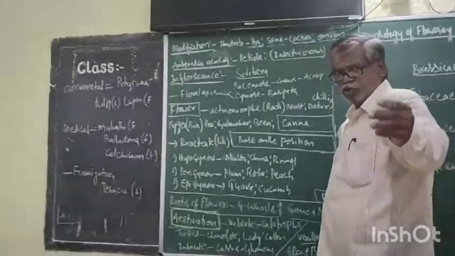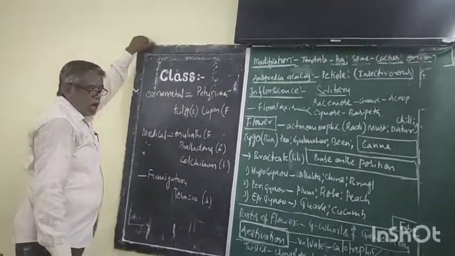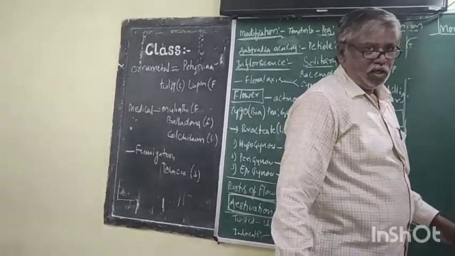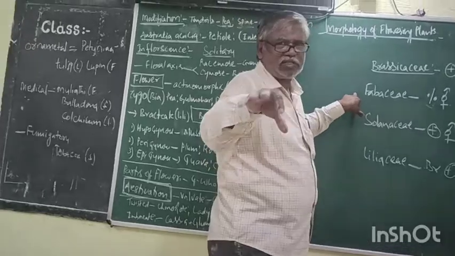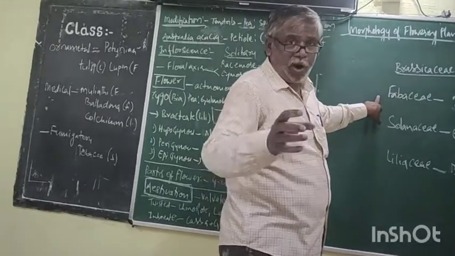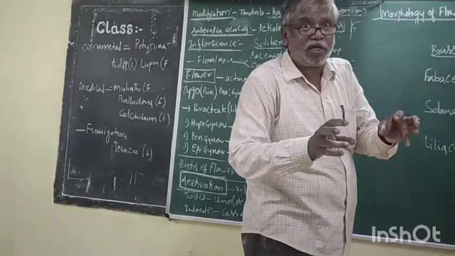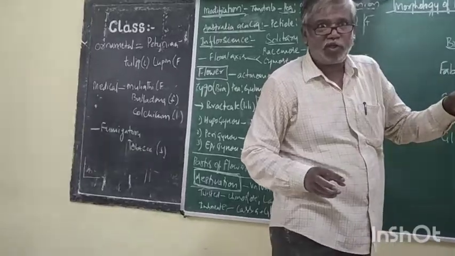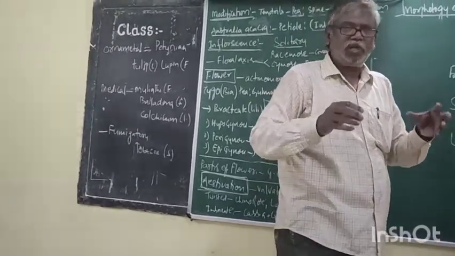Now the last section. See, among these 3 families, inside the syllabus some examples are given, each family with 6 or 7 examples. Among these examples of each family, they have given the economic importance. Some examples have medicinal value, some are ornamental, and so on.